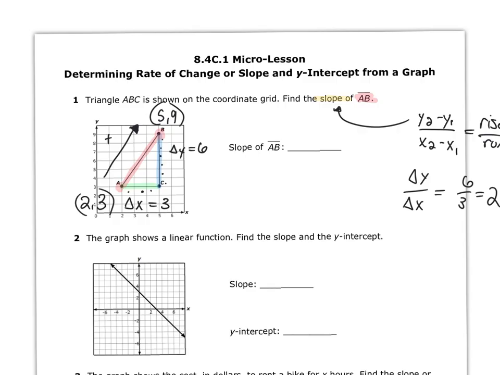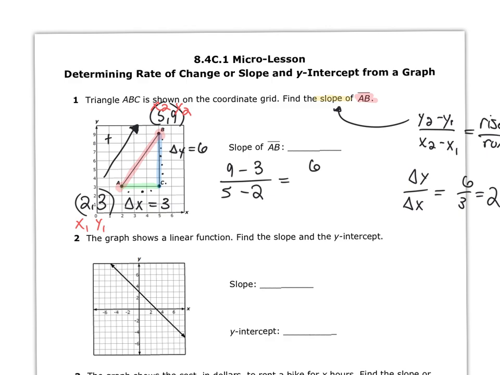Okay, let's do the labels on them. We have x1, y1, and x2, y2. It does not matter which point you choose to be 2 and which point you choose to be 1, as long as you do the same thing every time, as long as you're consistent. So now we're ready to substitute. y2 is 9, minus y1 would be minus 3. And then in our denominator, x2 is 5, and we're going to have 5 minus 2 because x1 is 2. There we go. So 9 minus 3 divided by 5 minus 2.